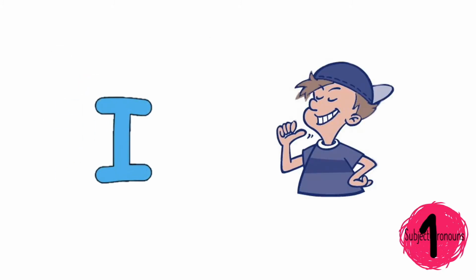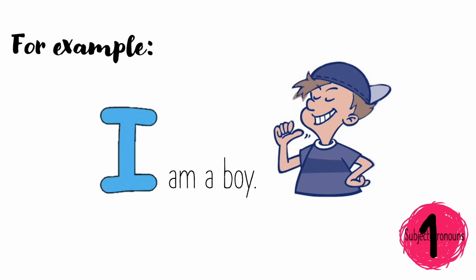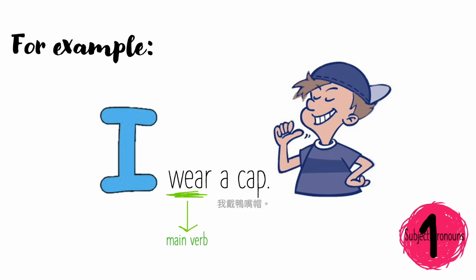Number 1, I. For example, I am a boy. Am is the main verb. It is talking about the subject, I. Another example, I wear a cap. Wear is the main verb here. It is an action verb. Who is doing this action? I is doing this action. So I is the subject of this sentence.